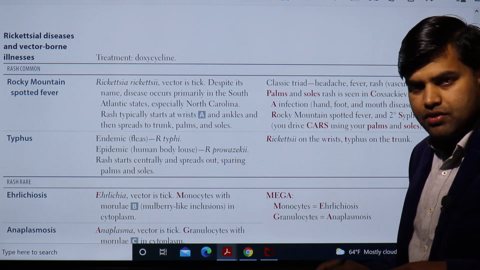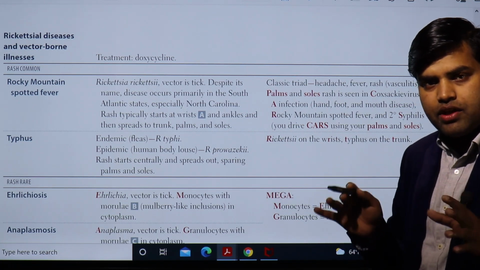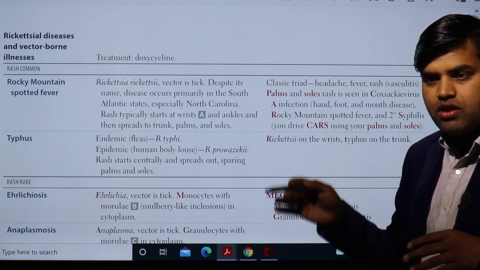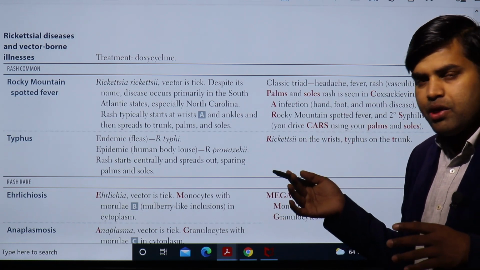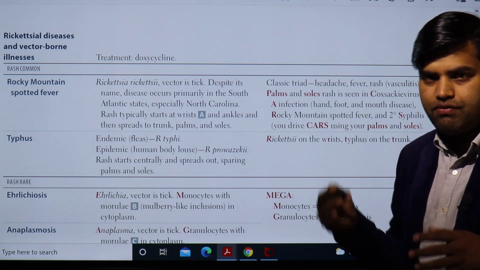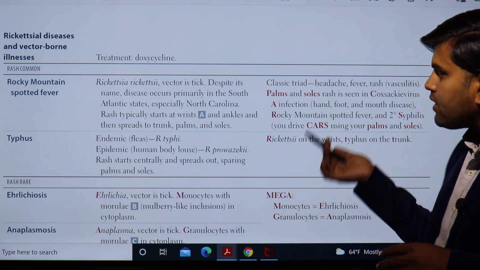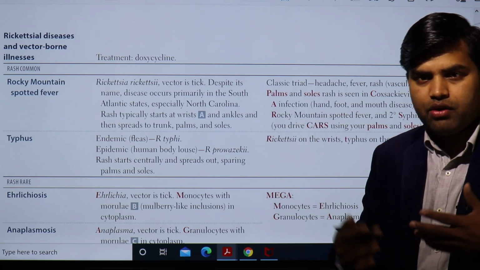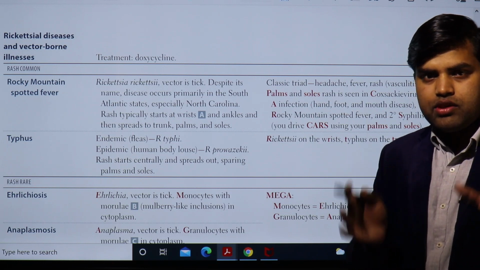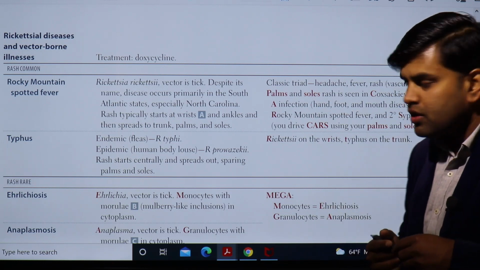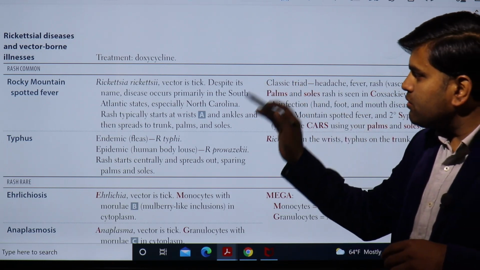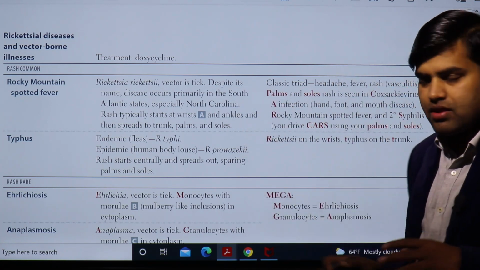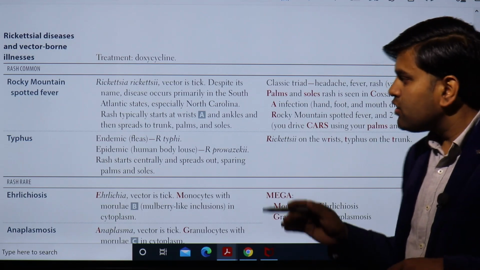Since they are obligate intracellular bacteria, they cannot be cultured outside, so we have to depend upon molecular and serological tests for diagnosis. The clinical picture is the major catch to answer questions in your USMLE or any entrance exam all over the world. For Rickettsial disease, first we'll go through the text, then explain it through the picture, and then come back and revise the same text. So let's go through it.